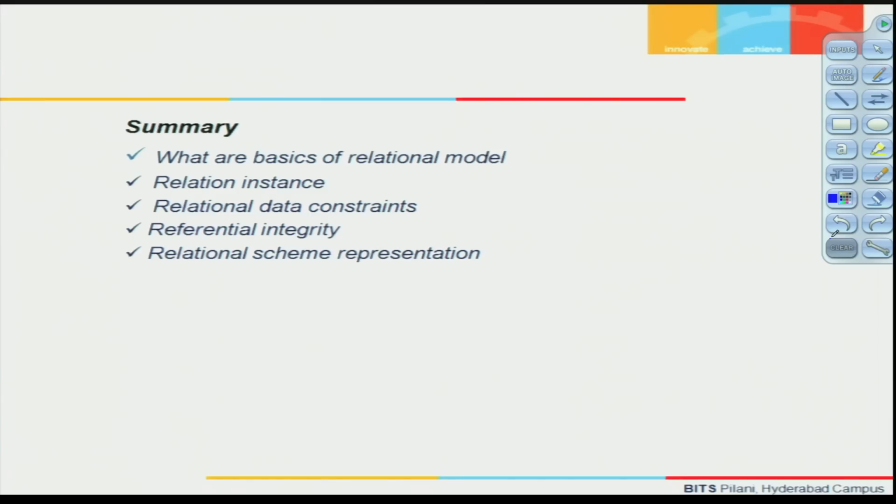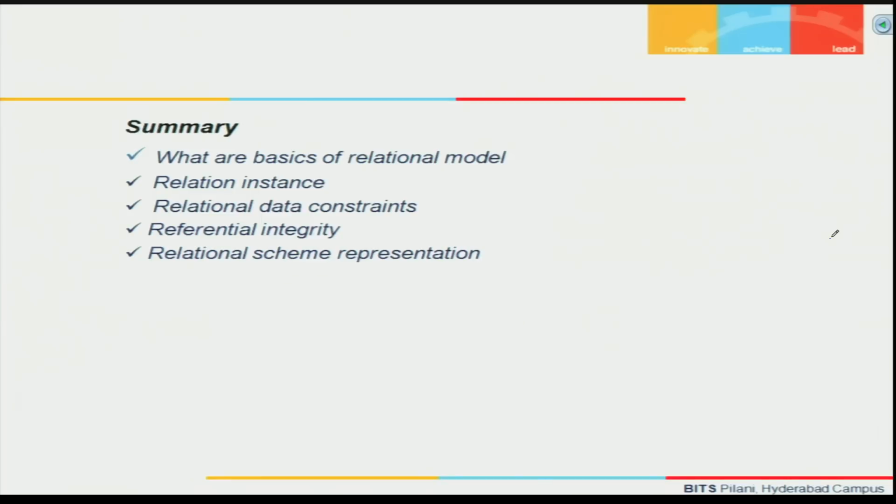Coming to the summary of the discussion, we have learnt the basics of the relational model, how to represent schemas, what a relation instance is, and relational data constraints, that is, what kind of constraints can be enforced on relational data. We have domain level constraints, entity level constraints, and referential integrity constraints, and we have seen the meaning of each of these constraints and what care needs to be taken when we perform operations like insert, update and delete on the data stored in the relations.